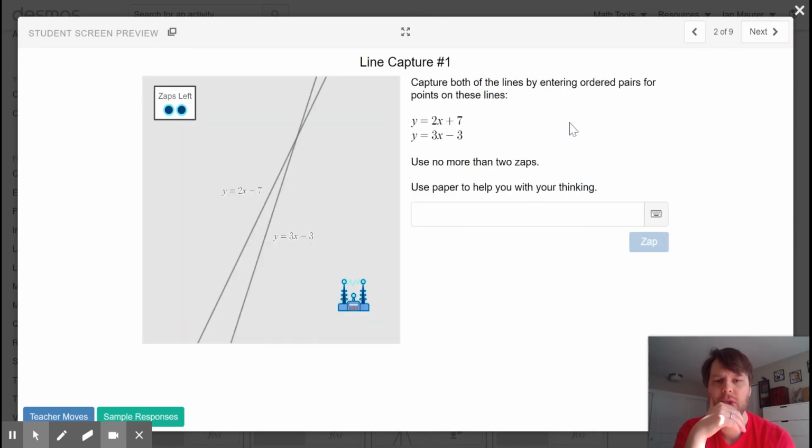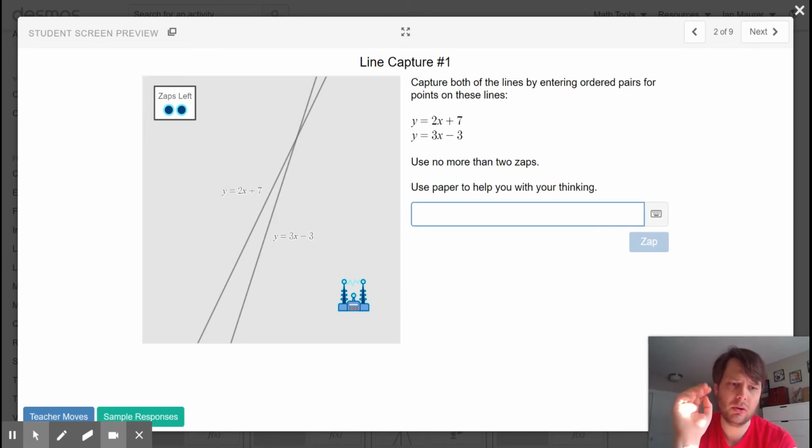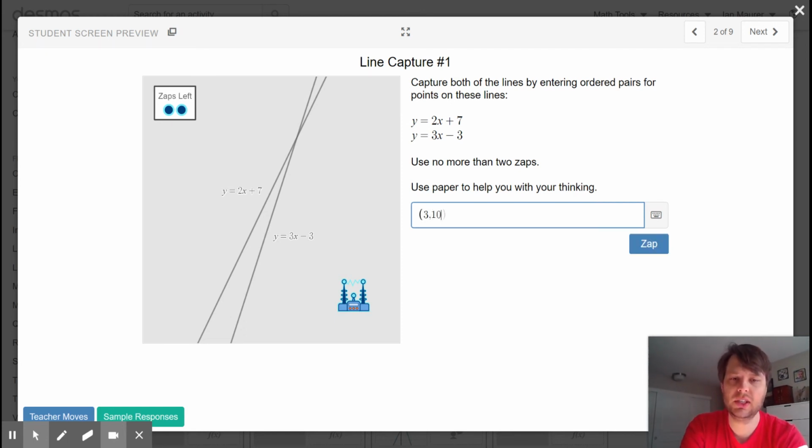Now we've got two different lines here, and I want to know when those two different lines cross over. That's the whole idea. Where do those two lines meet? I know that it cannot possibly be the y-intercept because these lines have positive 7 versus a negative 3. I'm just going to, again, throw a random point out there. Let's see how it goes. Let's try 3 and 10.